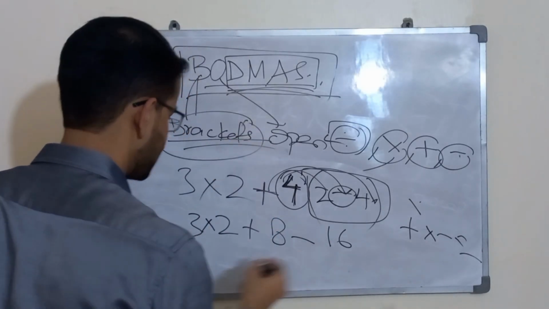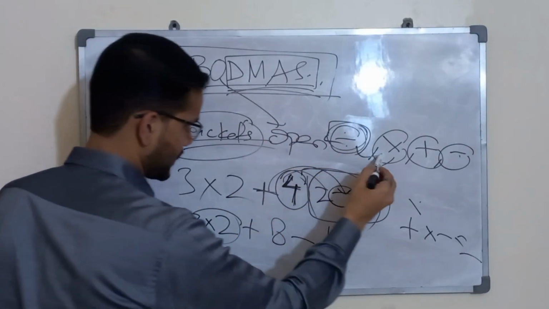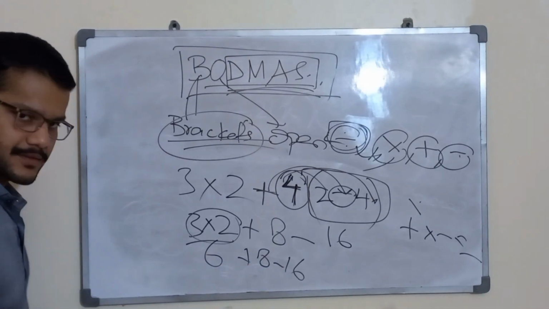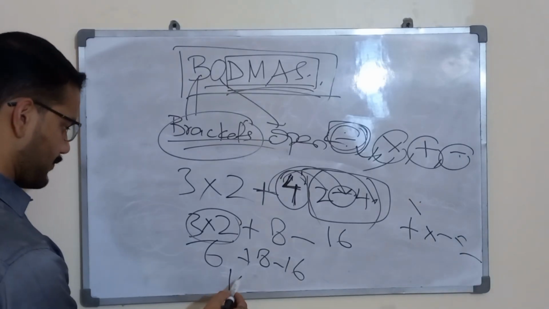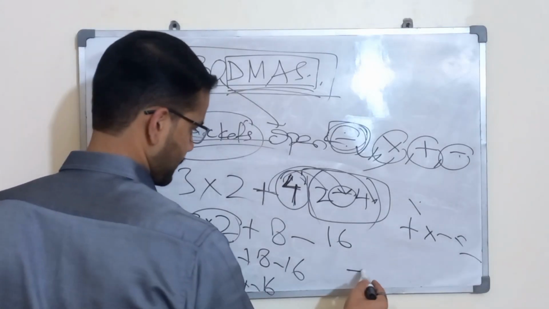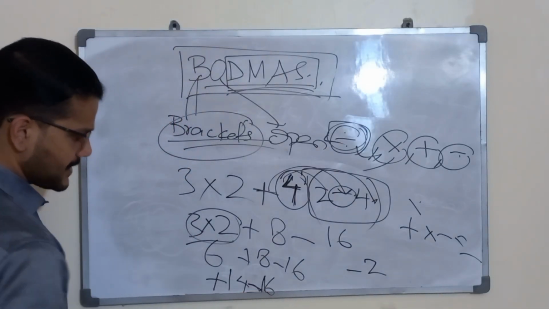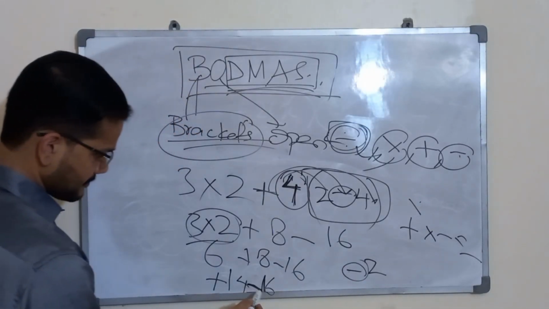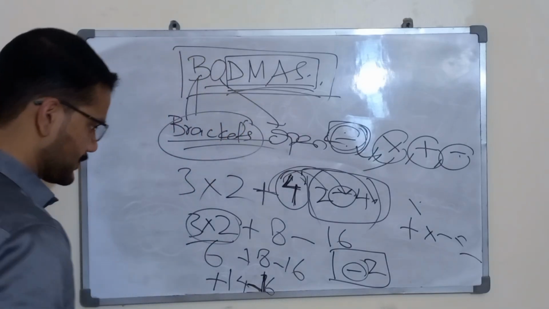Now multiplication. Our second step, we do not have any division, so therefore multiplication: 3 2s are 6 plus 8 minus 16. Now 6 plus 8 is 14, minus 16. 14 minus 16 is what? Minus 2. The sign comes of the bigger number, that is minus 16. Therefore our final answer is minus 2.